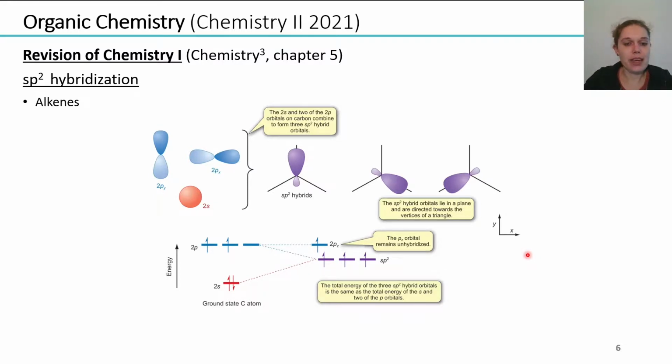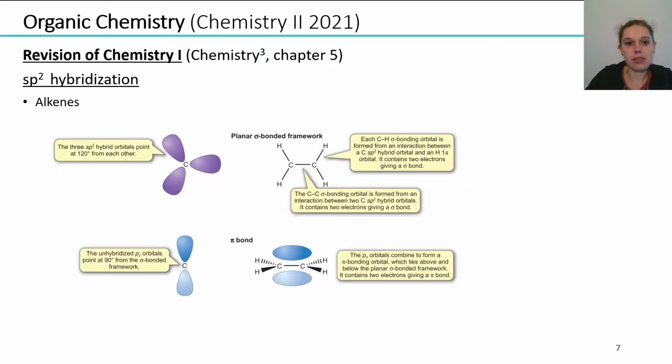Conversely, the energy of the 3 sp2 hybrid orbitals is exactly the same for each of these orbitals, and the total energy of the 3 sp2 hybrid orbitals is the same as the total energy of the s and 2 of the p orbitals. And yeah, for what can we use this sp2 hybridization? For example, for alkenes, ethene, for example, then we can see that we have three sp2 hybrid orbitals around the carbon, and the pz orbital remains unhybridized.